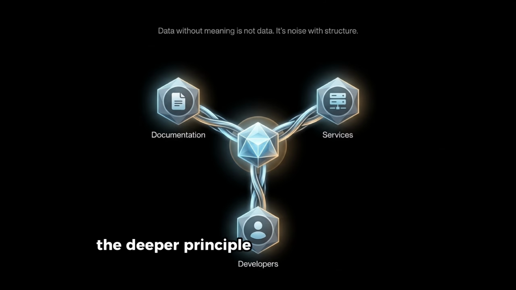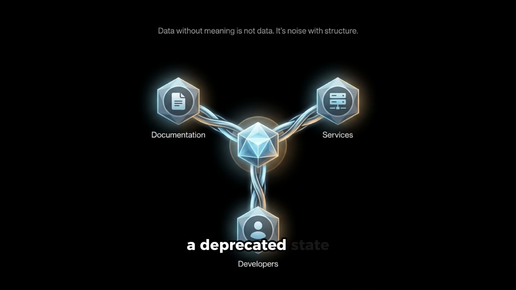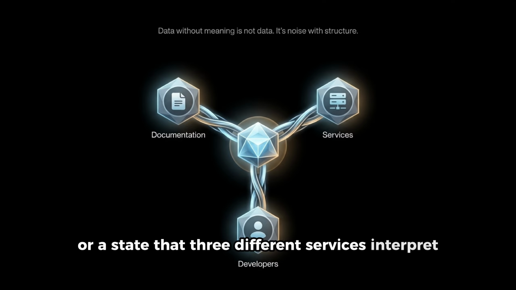The deeper principle underneath all of this is one we keep returning to in this series. Data without meaning is not data. It's noise with structure. A database can store any number you give it. It has no way of knowing whether that number represents a valid state, a deprecated state, a misunderstood state, or a state that 3 different services interpret differently.